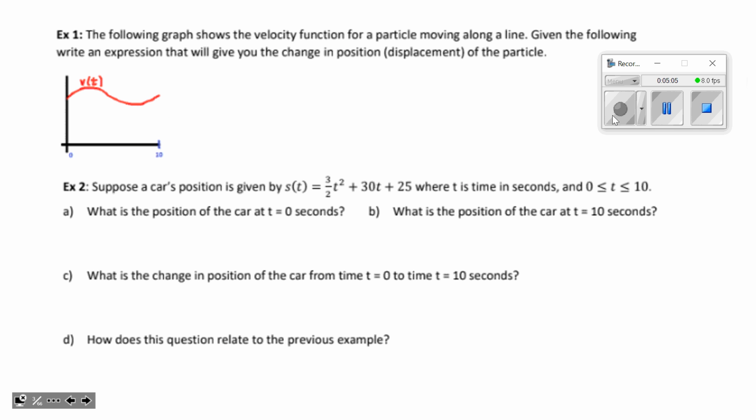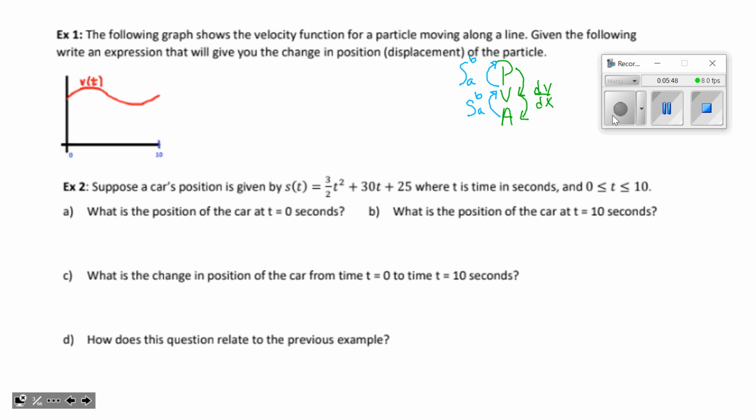Okay, example 1, now we're getting to the good stuff. We have this graph of the velocity function, and the question is, given the following, write an expression that will give you the change in position, or the displacement. One of the things we're really going to talk about a lot is how position, velocity, and acceleration are related. Again, as I stated earlier, when you go from position to velocity and velocity to acceleration, you are taking the derivative. What we're going to learn to do this time is, as I go from acceleration to velocity, I'm going to integrate the function. And as I go from velocity to position, again, I'm going to integrate the function.